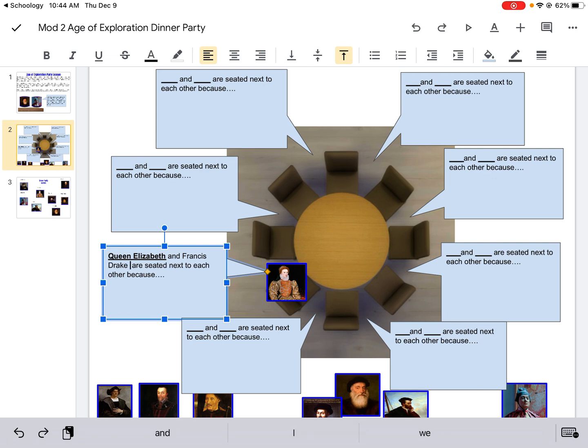Francis Drake is an important person, the hired individual who sinks the Spanish Armada. We got that from our notes from a previous day. So they're going to sit next to each other because they share an alliance and are responsible for sinking Spanish ships. So now that we know that, we want to find Francis Drake's picture in here.